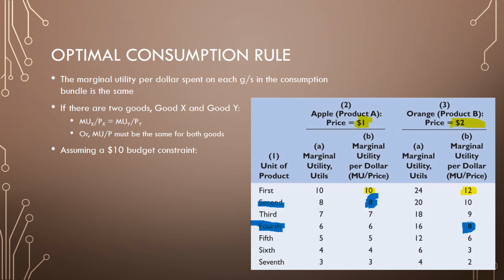Because again, think about it. If we had gone to a third apple, marginal utility is only 7. But now we could only afford 3 oranges. Marginal utility is 9. What that's telling us is that we are still getting more utility out of oranges than we were out of apples. So we'd be better off getting one fewer apple and having more oranges. So again, we go until they're equal.